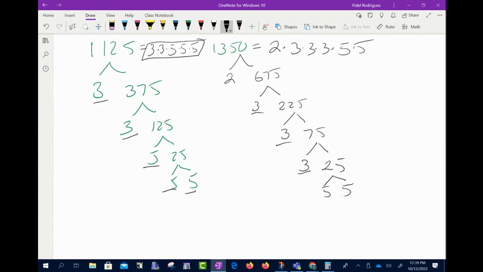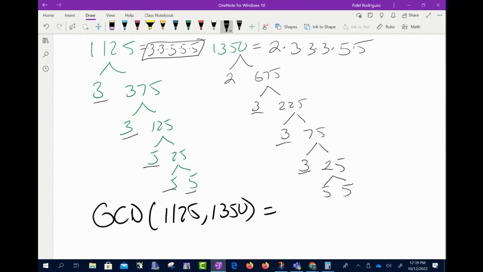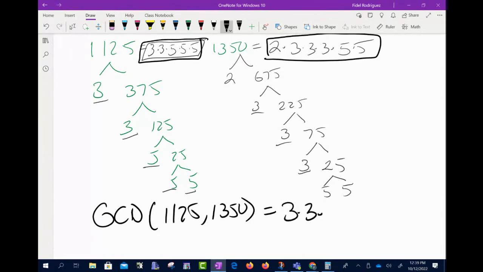Now, first thing we're going to do, we're going to find the greatest common divisor between 1125 and 1350. What I want to know, y'all, is what numbers do we have in common? 2 3s and 2 5s, right?